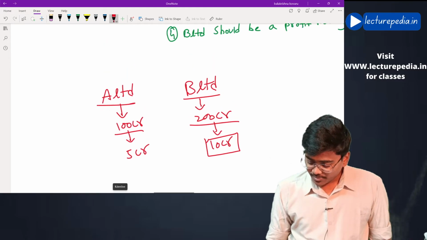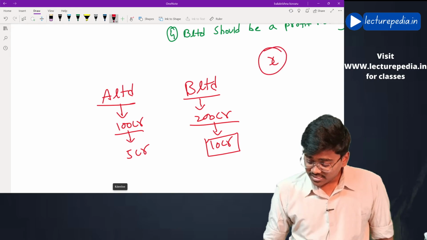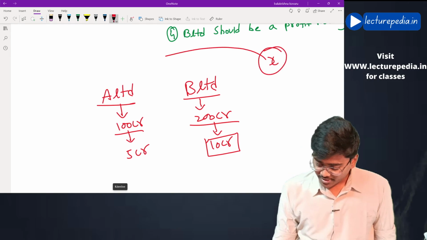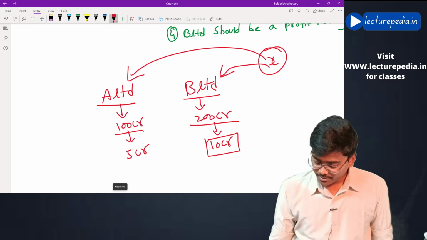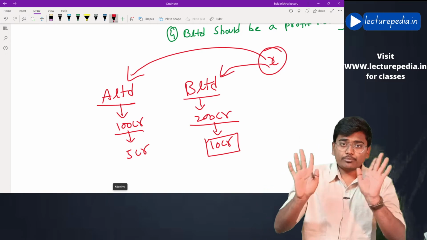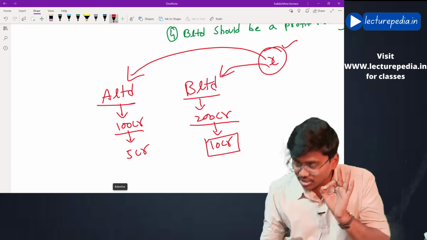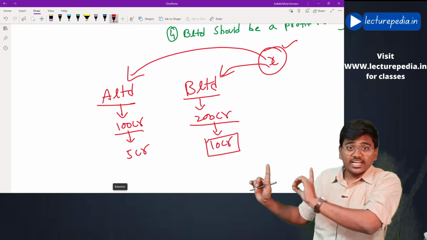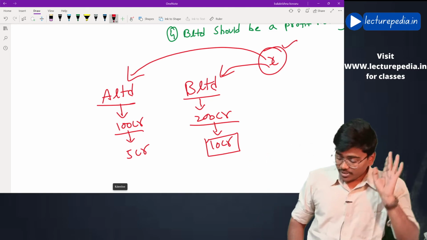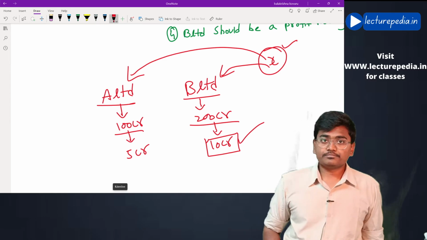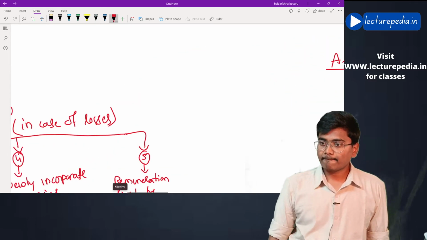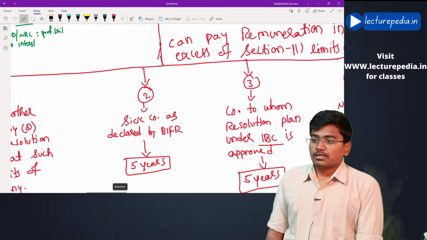Now there is a particular person, Mr. X. He is director of both these companies, A Limited and B Limited. Now the maximum remuneration that X can receive from both this A Limited and B Limited cannot be more than 10 crores. Hope that is clear. Next.